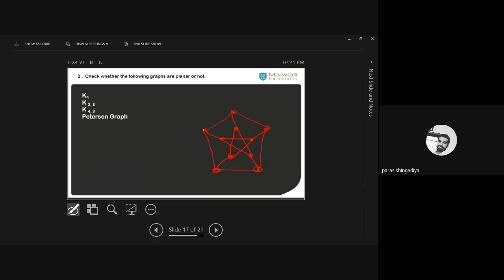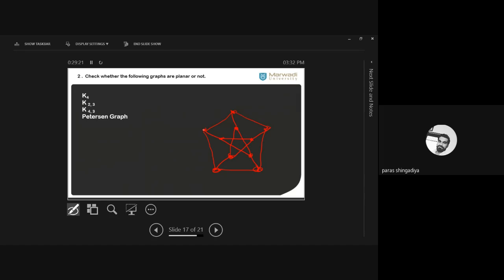Clear. So K4 is planar, K23 is also planar, and K43 is not planar. Why is it not planar? Because in K33 we have 6 vertices with 9 edges, and here in K43 we have 7 vertices and 12 edges. So obviously it will be non-planar.